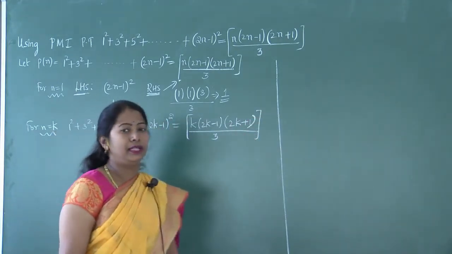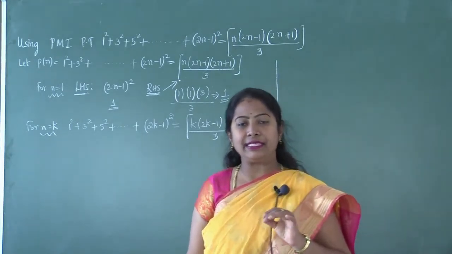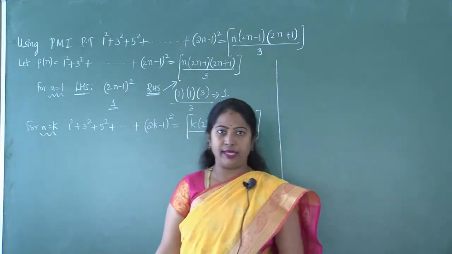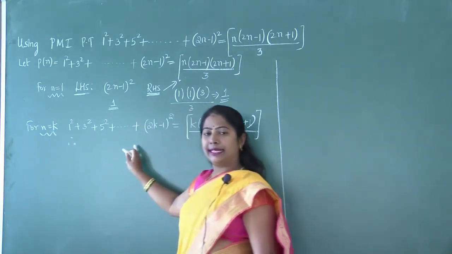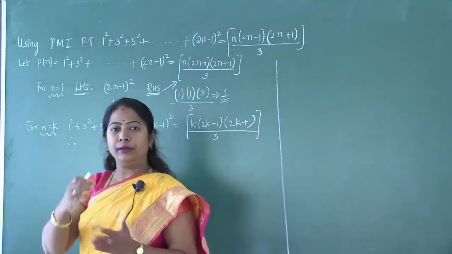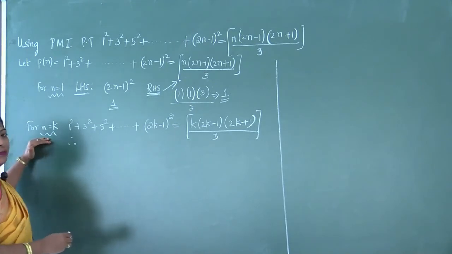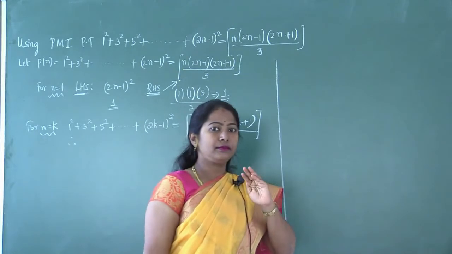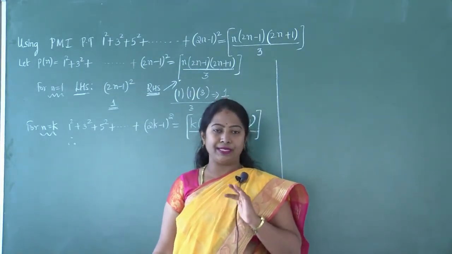Complete thing divided by 3 now. And what is the conclusion here? Therefore, the given statement is true for n equal to k. You're supposed to write that statement, as we wrote in the previous problems. Next step. Using the previous step, that is for n equal to k, we are supposed to prove that the given statement is true for n equal to k plus 1.